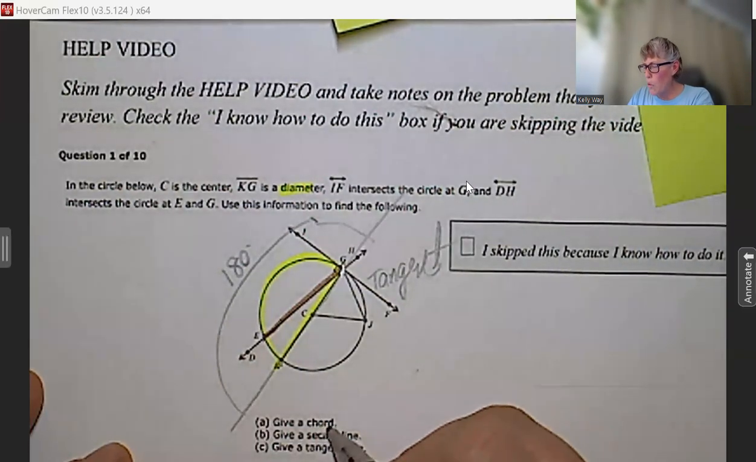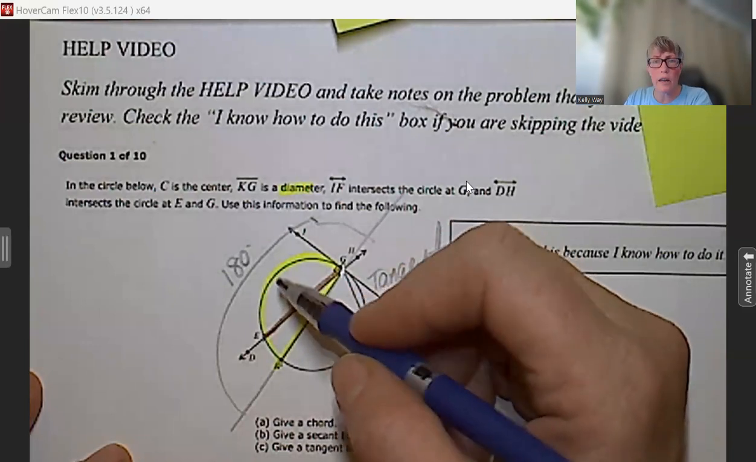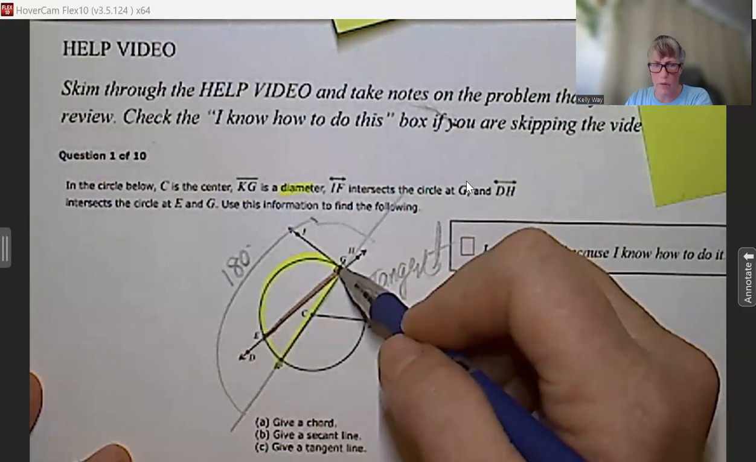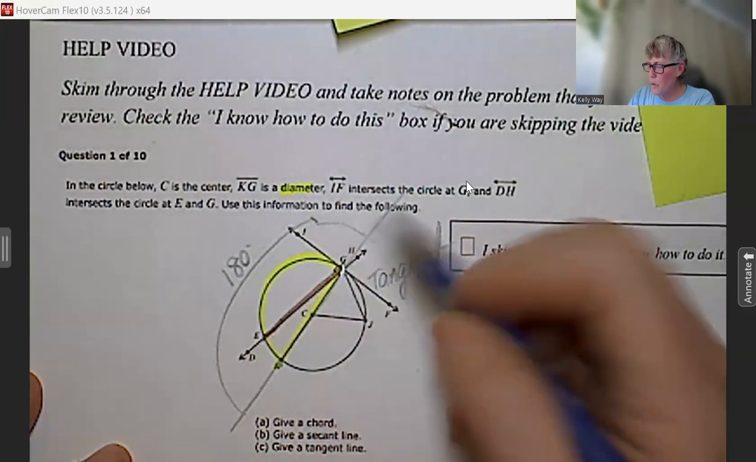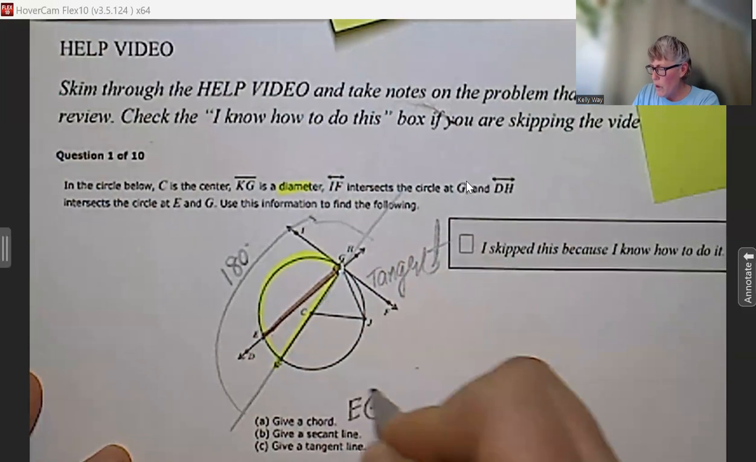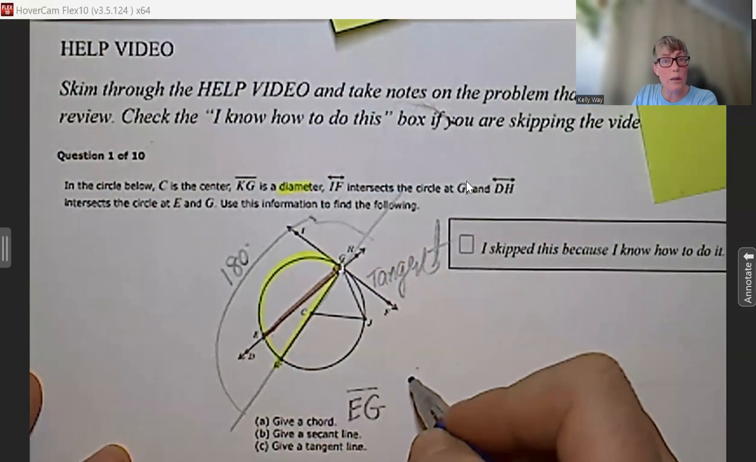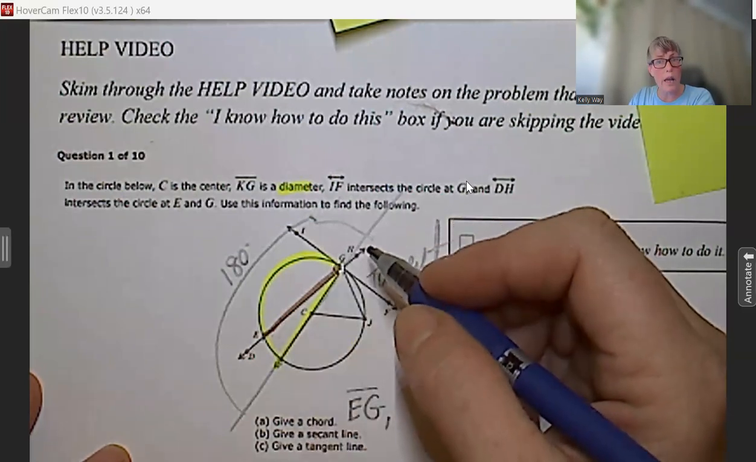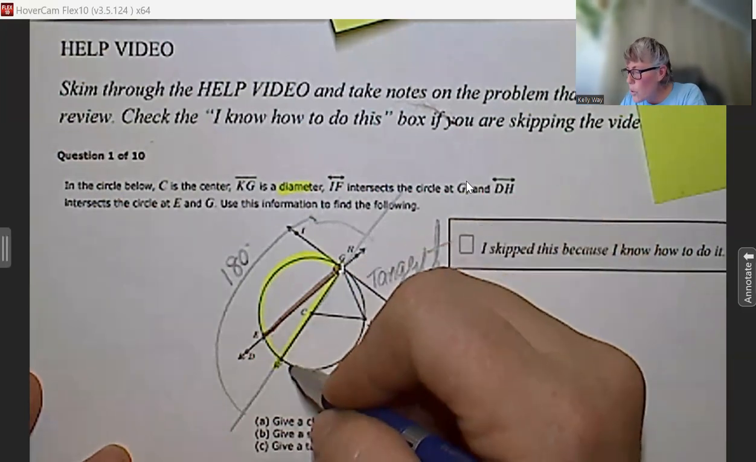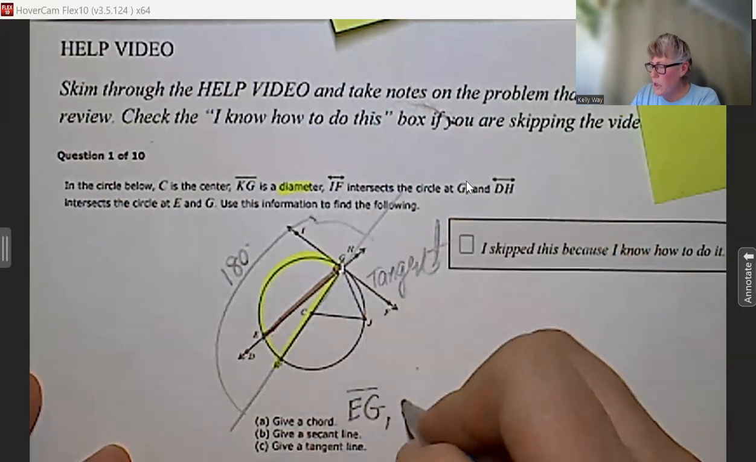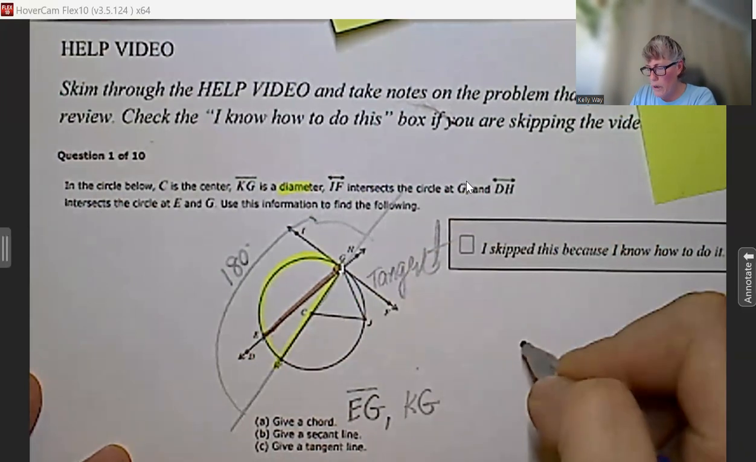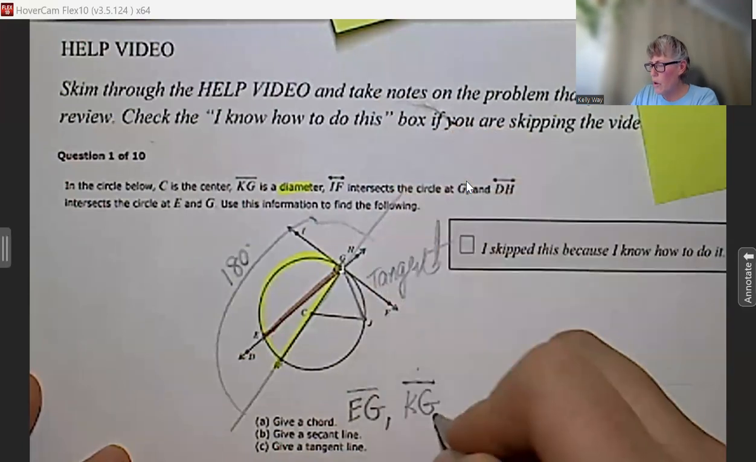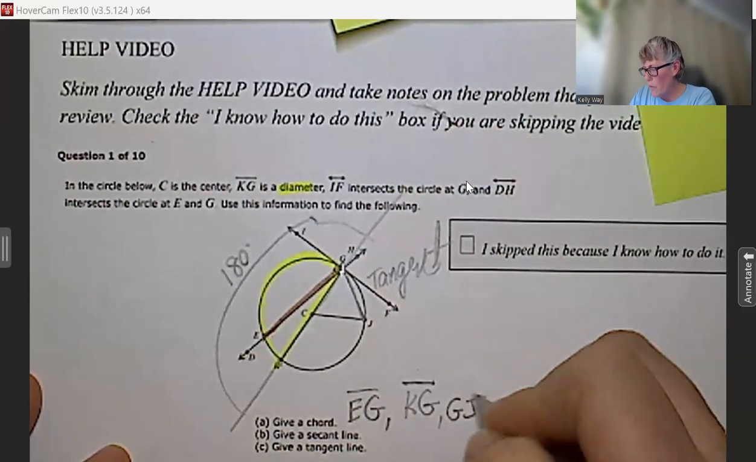A chord in this case would be any segment with endpoints on the circle. So there are a couple of them. EG would be a chord, and notice no arrows because a chord is simply a segment. All diameters are automatically a chord, so that would be KG, a chord. G to J would also be a chord.